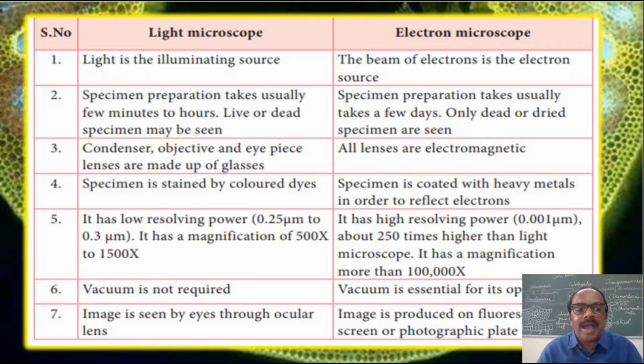Vacuum is not required in case of a light microscope, whereas vacuum is essential in case of an electron microscope. The image in case of a light microscope is directly seen through your eyes, through the ocular lens, whereas in case of an electron microscope, the image is not directly seen. It is seen on a fluorescent screen, or it may be a photographic film. The image is taken in a film and that is observed later. So these are the differences between light microscope and electron microscope.